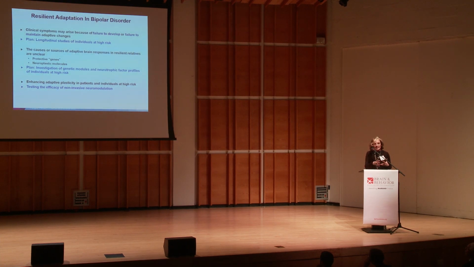Or is it something that the lack of this sort of resilient adaptation is very characteristic of people that are destined to have a disorder, and therefore we can identify them perhaps a little bit earlier? Another avenue for research is to look for potential molecular targets for future drugs, when we're looking for the protective genes or protective molecules such as growth factors that could enhance this plasticity long term.